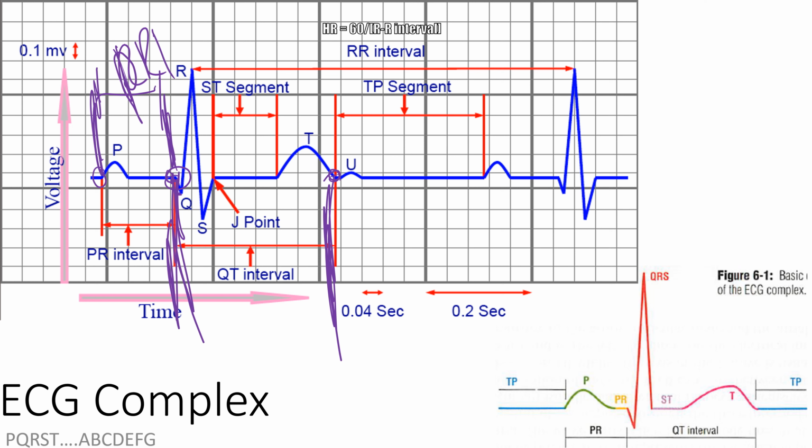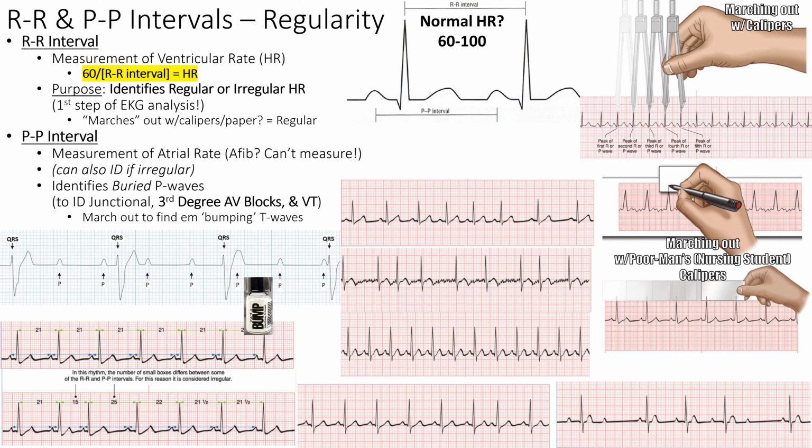Okay, and then R to R interval we talked about. R to R interval is to measure what? What's the whole purpose of R to R? The only purpose of R to R is to assess irregularity and also assess heart rate. Okay. All right, and we talked about the size of the boxes and such as well. All right, so R to R and P to P intervals.